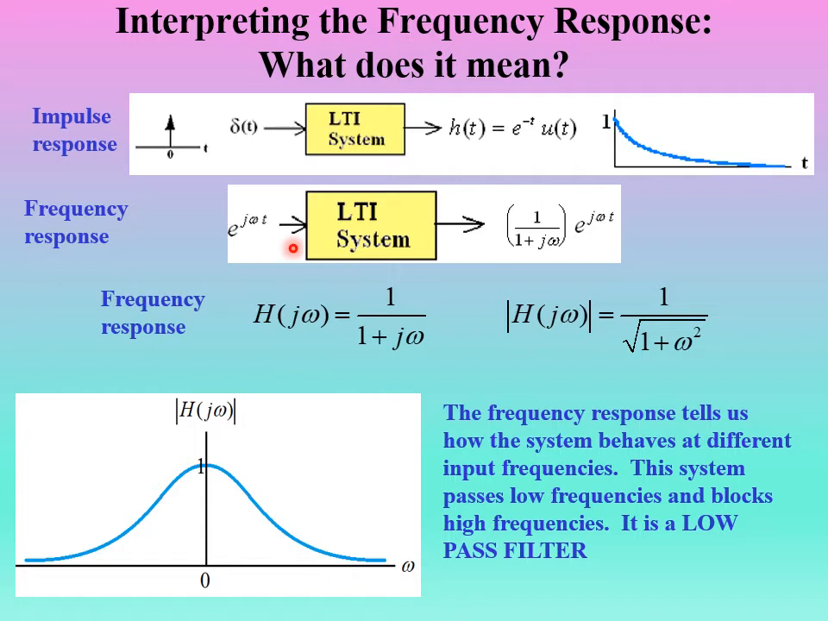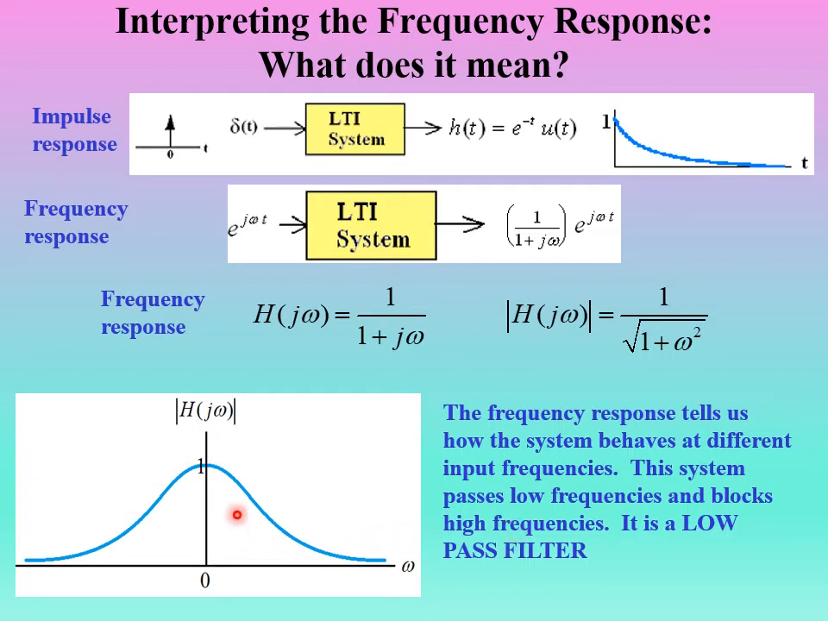And we figured out the frequency response. The frequency response was this function here, which we determined on the last slide. Now, if we plot the magnitude of this frequency response, that's shown right here. Again, this is what you did in homework number 1, so this is nothing new. But if we plot it, it looks like this. So what does this really tell us? Well, the frequency response is telling us how the system behaves at different input frequencies. This particular system passes low frequencies and blocks high frequencies.